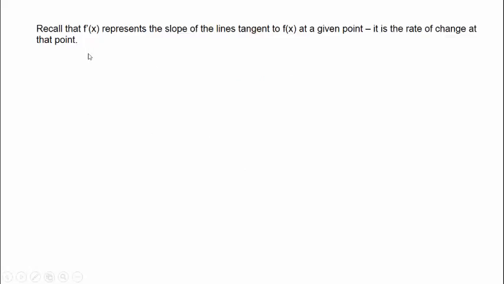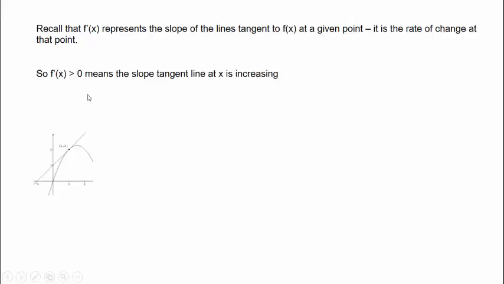All right, recall that f prime of x represents the slope of the lines that are tangent to the function at a given point. It is in fact the rate of change at that point. So if f prime of x is greater than 0, that means the slope of the tangent line at x is increasing, like the picture here. We have our tangent line with a positive slope. And if you look at the graph underneath, it is increasing. It's an increasing graph at that point.